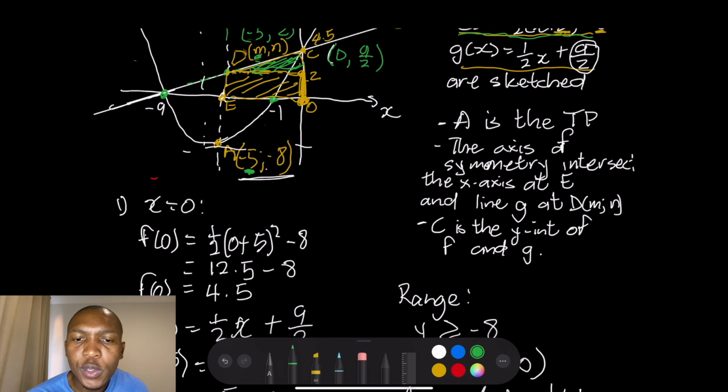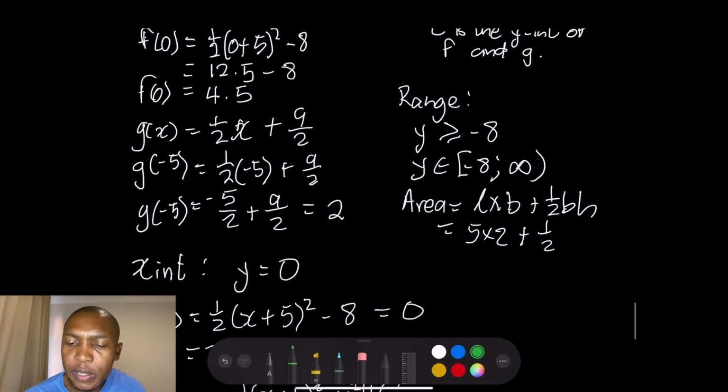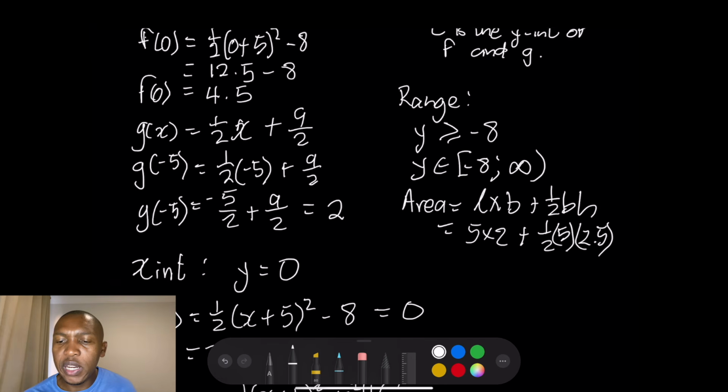All right, so my base of the triangle is still 5. But my height is from 2 to 4.5, so that's 2.5 in this case. So my base is 5 and my height is 2.5. And of course you can calculate that and get to the answer.